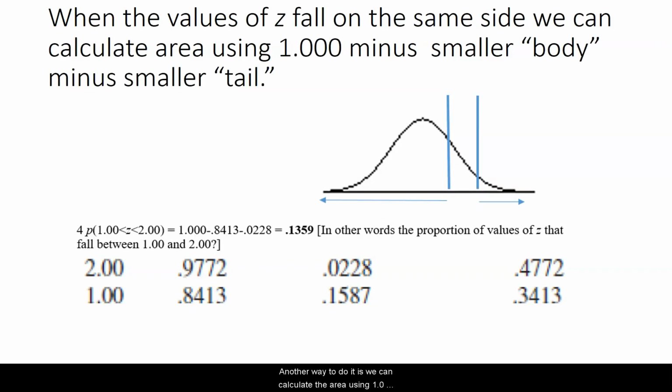Another way to do it is we can calculate the area using 1.0 minus the smaller body minus the smaller tail. The smaller body is .8413. That smaller tail going to the right is .0228. And sure enough, it comes out in the wash again. It's amazing how the math works out that way every time. I'm looking to leave that portion that's between the goalposts, if you will, and I'm subtracting away the other white parts that get in the way, as it were.